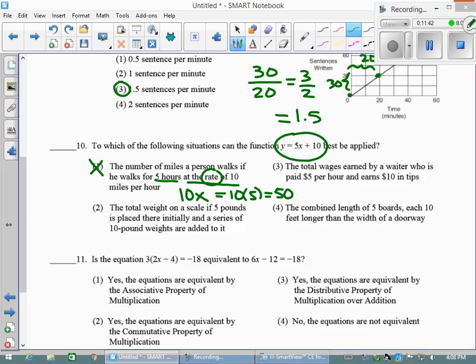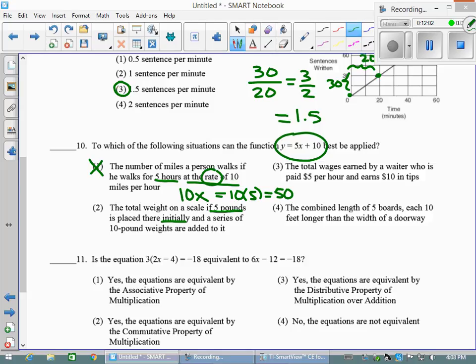The total weight on a scale, if 5 pounds is placed there initially. Again, hint, the word initially usually corresponds to our initial value, which is our y-intercept. We're looking for it to be 10. In this case, it would be 5, and they're telling me 10-pound weights are added to it. So again, the initial value is supposed to be 10. In this case, it would have been 5.